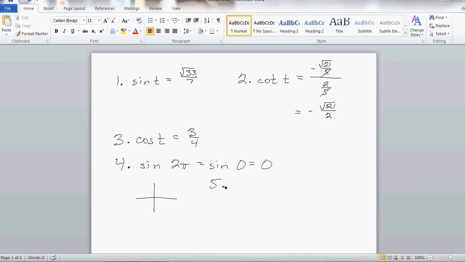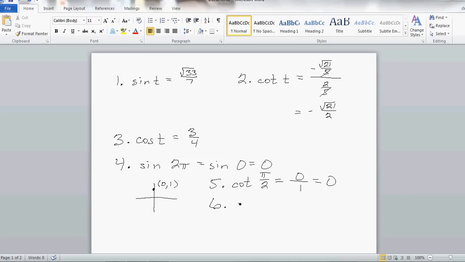Number 5, we want the cotangent of pi over 2. Well, the cotangent is the inverse of tangent. Looking back over here, pi over 2 takes us up into this angle right here, and we're going to end right here. The point on the unit circle is 0, 1, and we know, according to number 2, the cotangent is the x value over the y value. Well, the x value is 0, the y value is 1, and 0 over 1 equals 0.